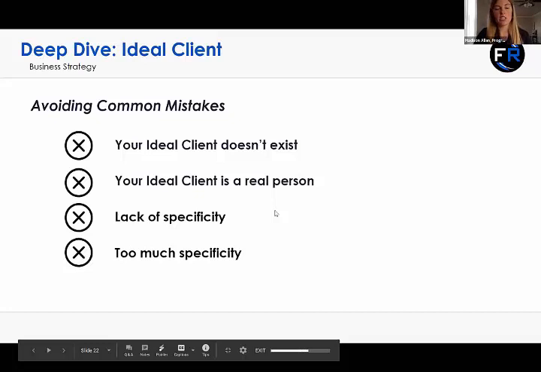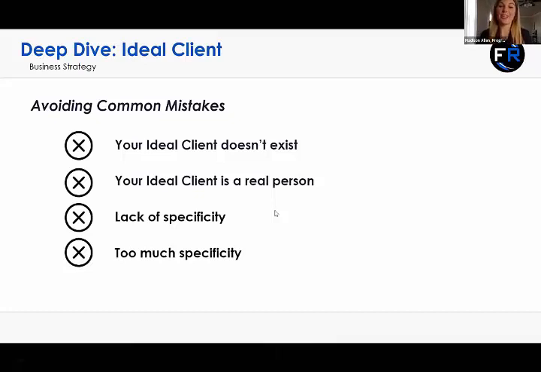And the things that you want to avoid with your ideal client tool, we talked about this before. Your ideal client not existing. If they're a real person, obviously we're a little bit too specific. Your ideal client should be a profile or a blend of a few different people. If it's based on a real person, there's a problem. If your ideal client doesn't exist, meaning you're just describing this perfect person, and the needs that you describe in that profile aren't realistic, that's not very helpful.